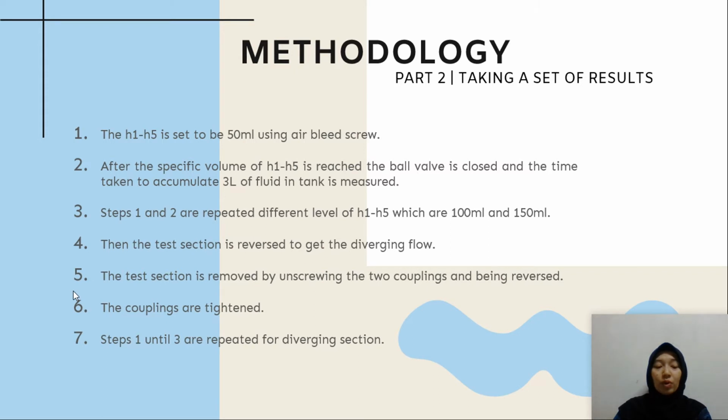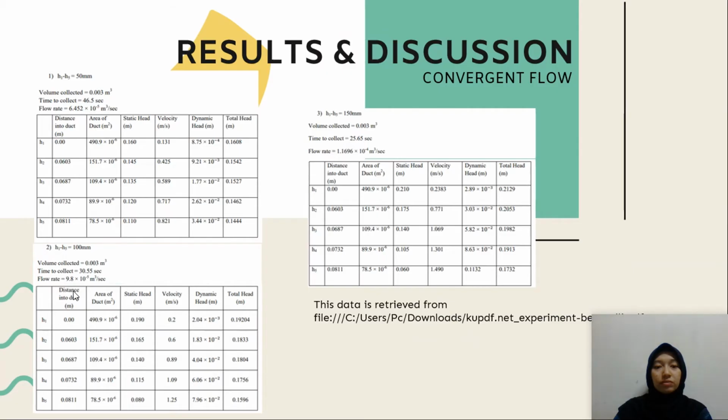Next, steps 1 and 2 are repeated with different levels of H1 to H5, which are 100 ml and 150 ml. Then the test section is reversed to get the diverging flow. The test section is removed by unscrewing the two couplings and reversed. The couplings are tightened, and lastly, steps 1 until 3 are repeated for the diverging section.